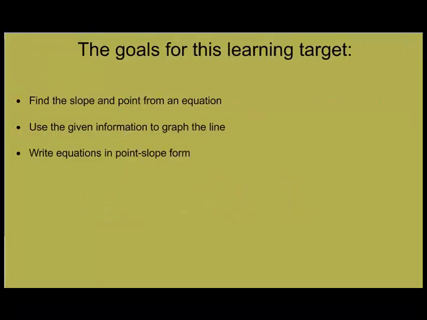For this learning target, these are the 3 things that you should really be able to do. Find the slope and point from an equation, use the given information to graph the line, and be able to write equations in point-slope form. Come to class with any questions you have.